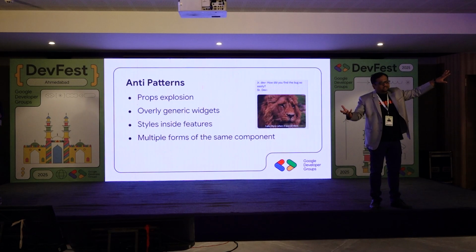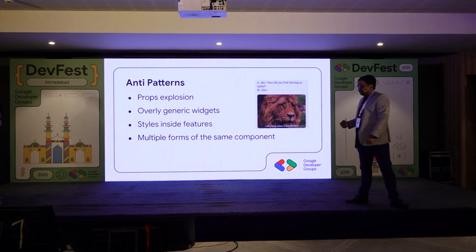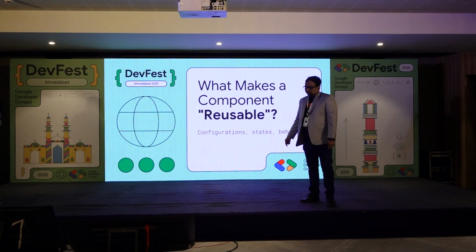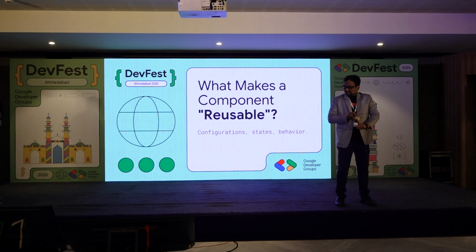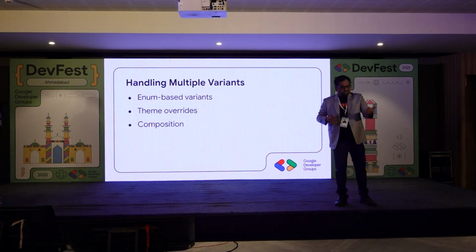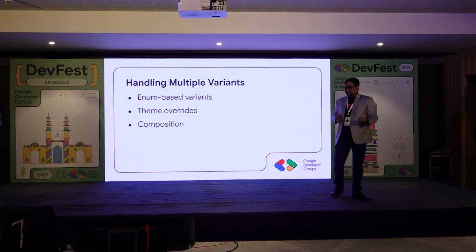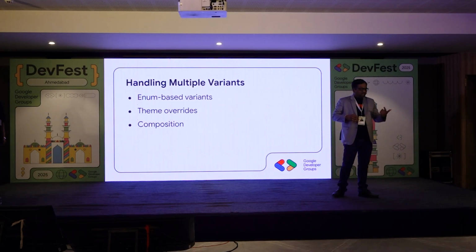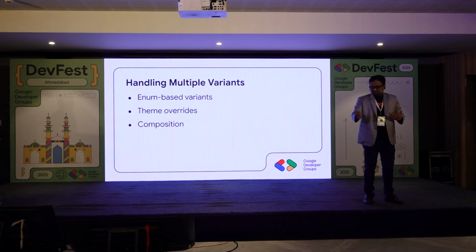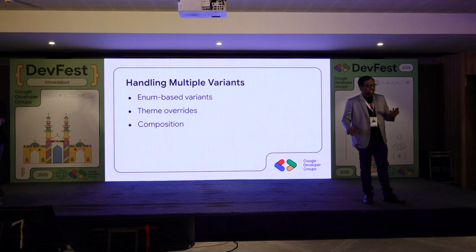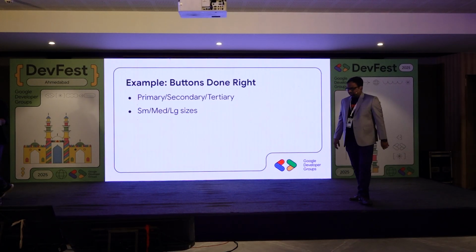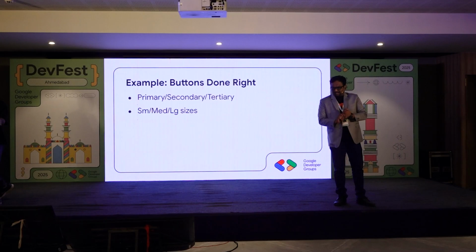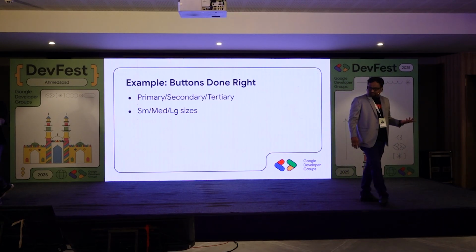It is now out of my design system, right? Next. So what makes a component reusable? Configuration, states and behavior, right? Next. Enum based variant that we discussed. Okay. Theme overrides. I can override the theme. Okay. And the composition. I can compose my own components, right? Next. Button: primary, secondary, tertiary, small, medium, large, correct?